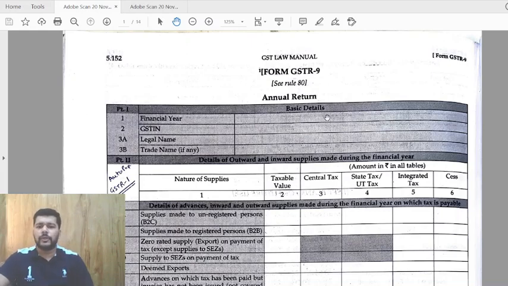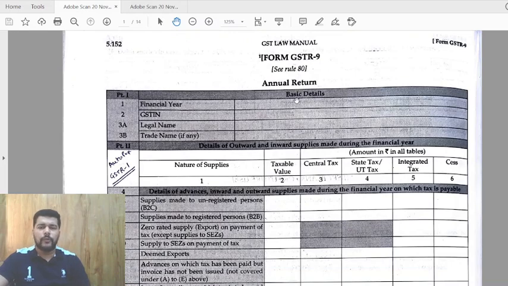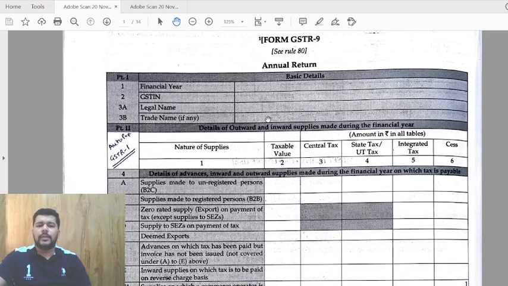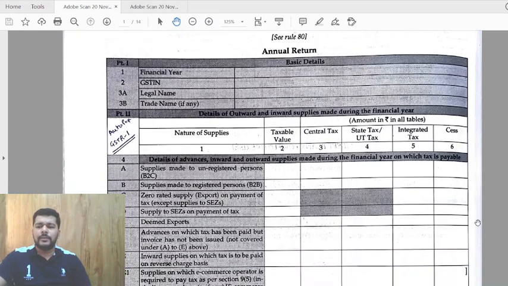So let's start from the first one. So financial year, as from now we are discussing it for the financial year 23-24. So the GSTN, now the legal name and trade name. Now friends, this particular aspect really differs. This legal name and trade name aspect really differs.